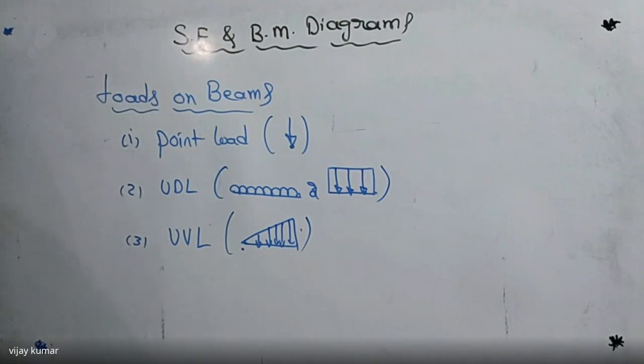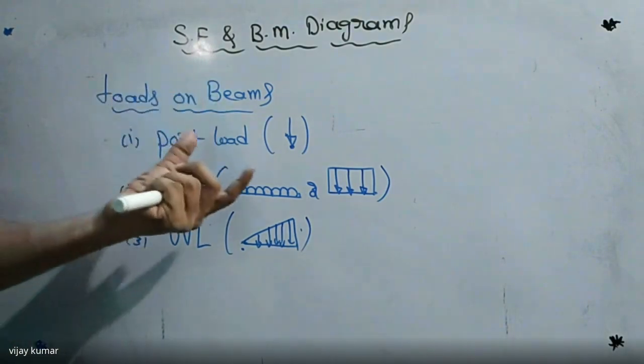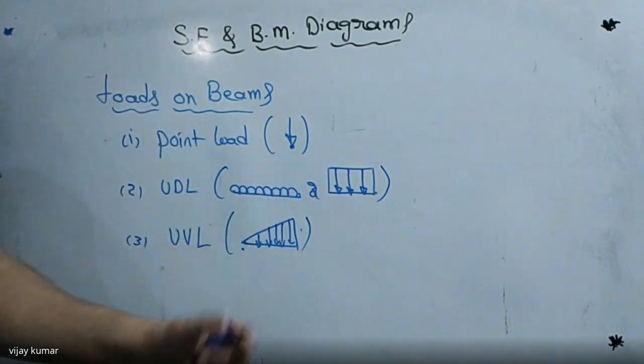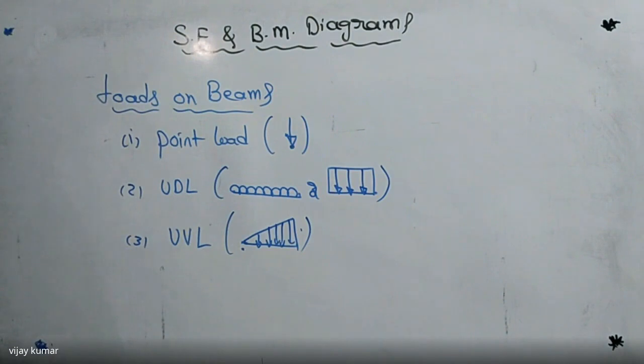After that, I will show you how to draw the shear force and bending moment diagram when the beam is subject to point load or UDL or UVL. For different types of beams, I will explain one by one. So please listen carefully. That is a very, very simple chapter, so we can easily learn.